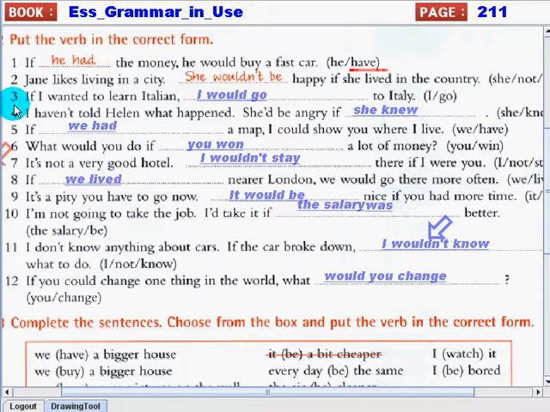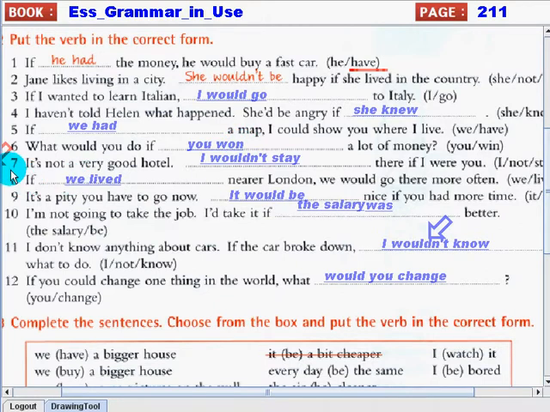Number 3. If I wanted to learn Italian, I would go to Italy. We had the given words I and go. Number 4. I haven't told Helen what happened. She'd be angry if she knew. Number 5. If we had a map, I could show you where I live. Number 6. What would you do if you won a lot of money? We turned win into its past form, which is won.